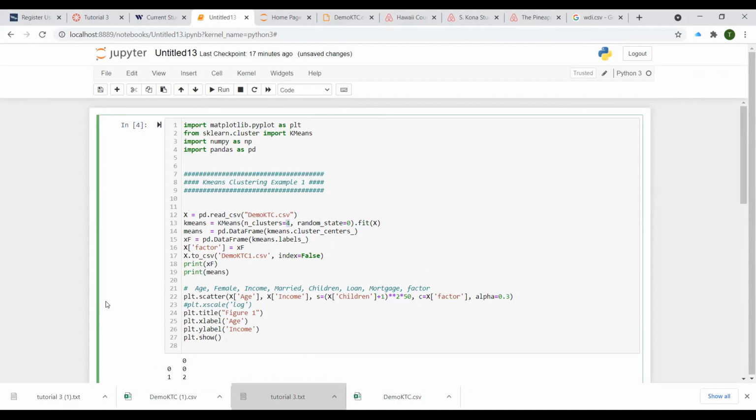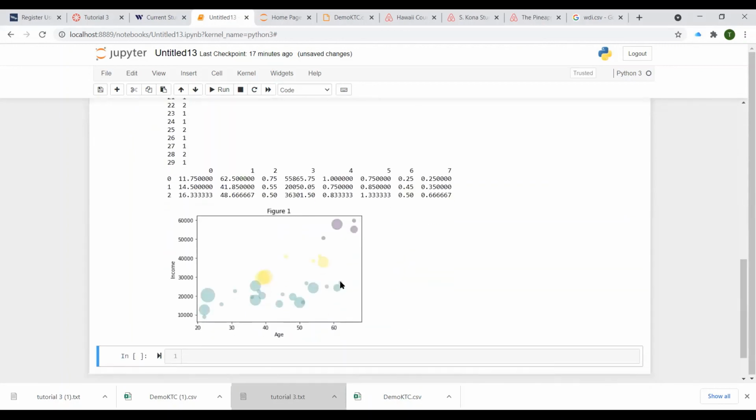But you like how pandas is so cool? I got X age. X is the data frame, right? Then I got X children plus 1, because you have to add 1 because the minimum of children is 0. Otherwise, it would have a size 0. And then here's the factor, right? So it's not exact to the book, but it's pretty close, right?